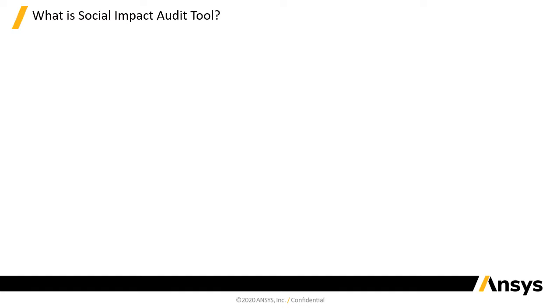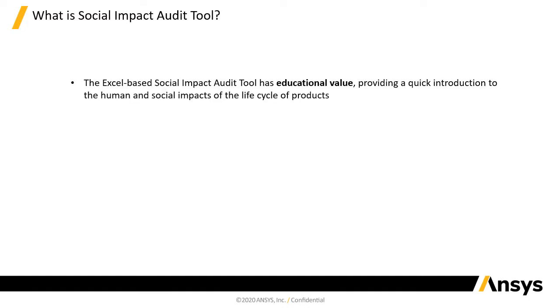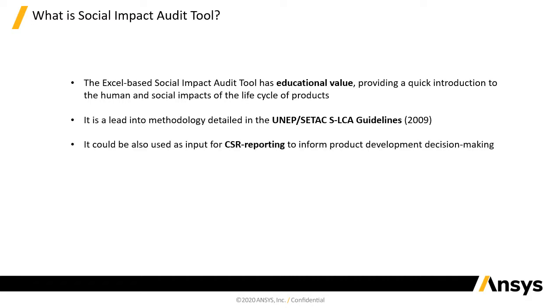So what is the social impact audit tool? The social impact audit tool is Excel-based and it has educational value. It can provide a quick introduction to the human and social impacts of the life cycle of products. It is very closely linked to the methodology developed in the UNEP-CETAC social LCA guidelines and can be used as a lead into this methodology and its conceptualizations.